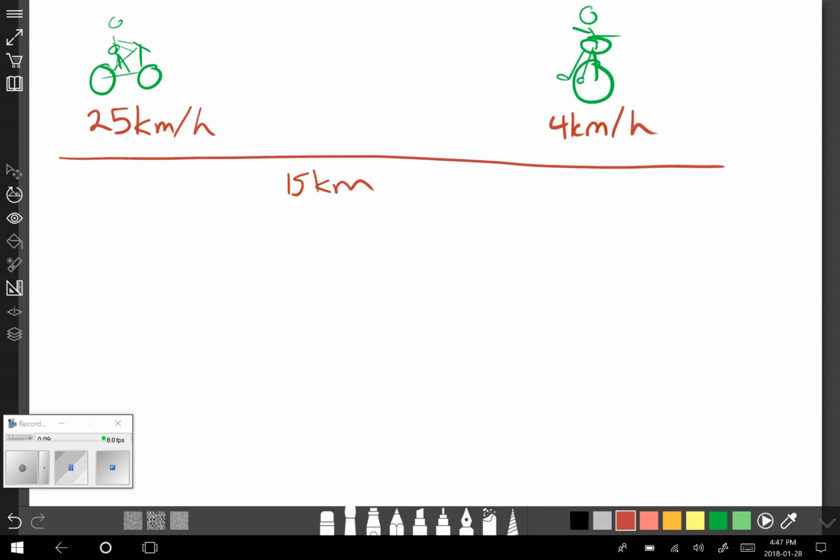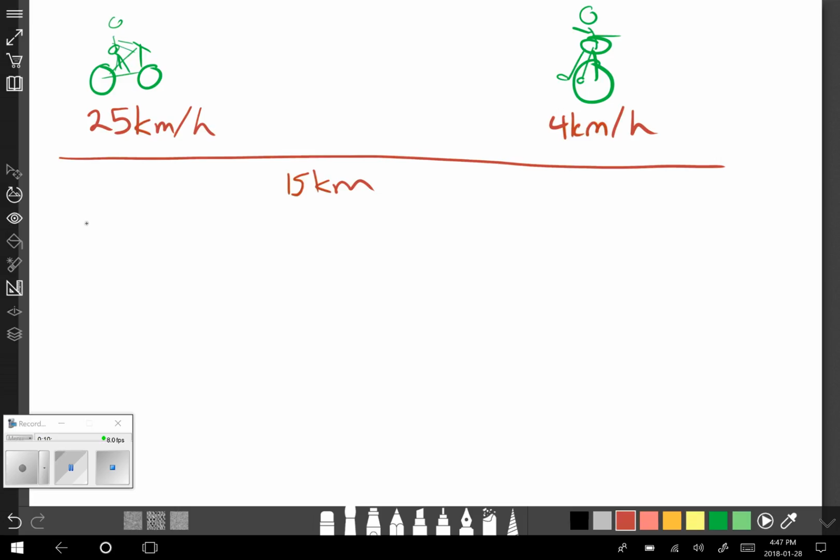And we want to know, how far is this poor unicyclist going to have to ride in order to meet his buddy on the bicycle? So let's figure it out. Our ratio of who's going to cover more distance here. We can look right away and we can see that the bicycle is going a lot faster. It's going to cover a lot more of this 15 kilometers than the unicyclist. But how much more?